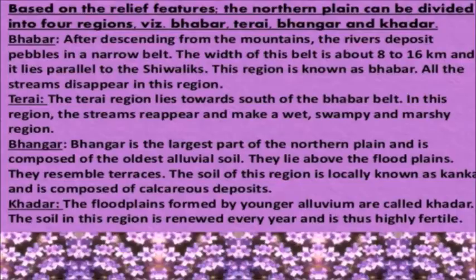Now Bhangar is the largest part of the northern plain and is composed of the oldest alluvial soil. They lie above the flood plain. They resemble terraces. The soil of this region is locally known as Kankar and is composed of calcareous deposit.